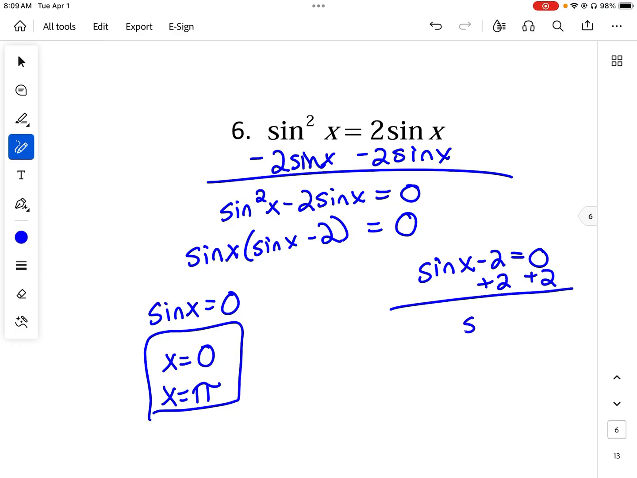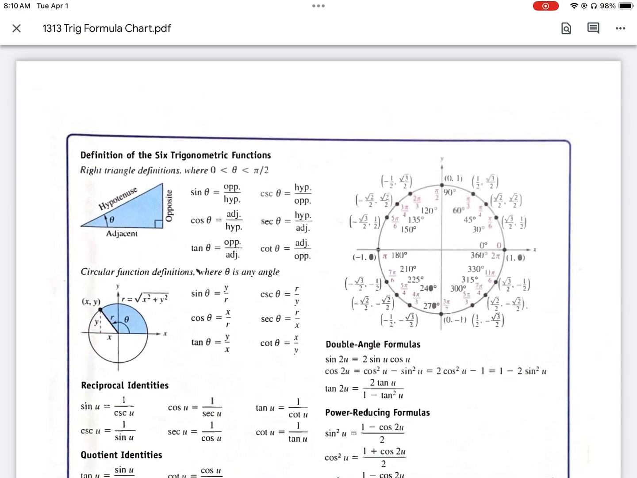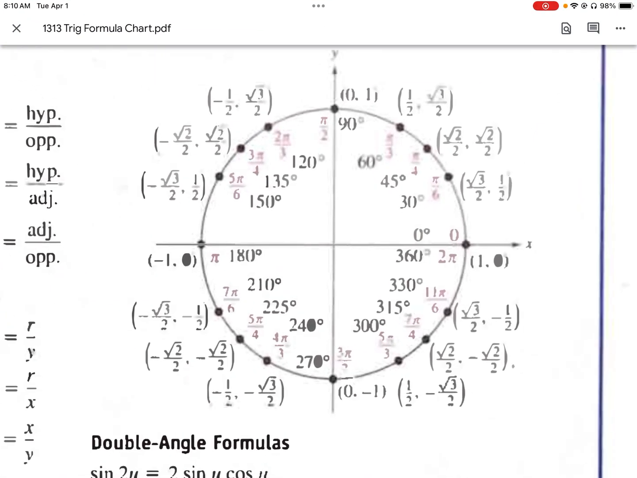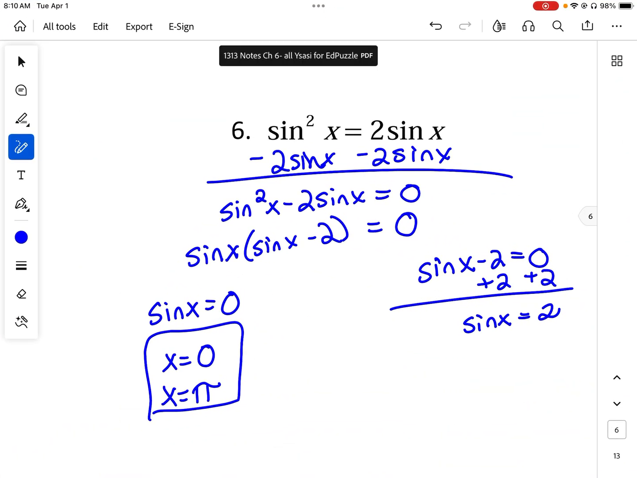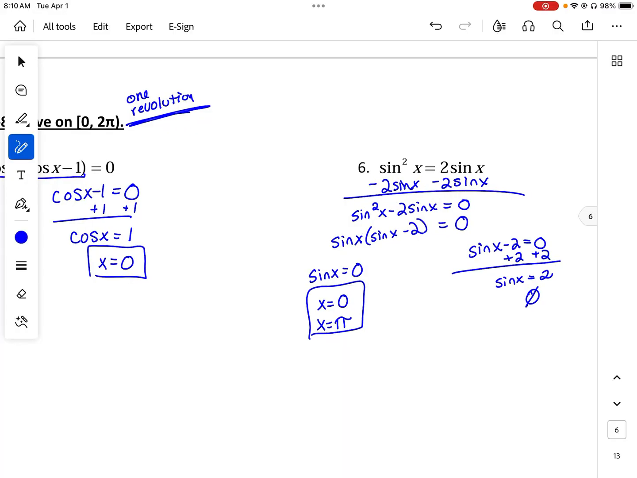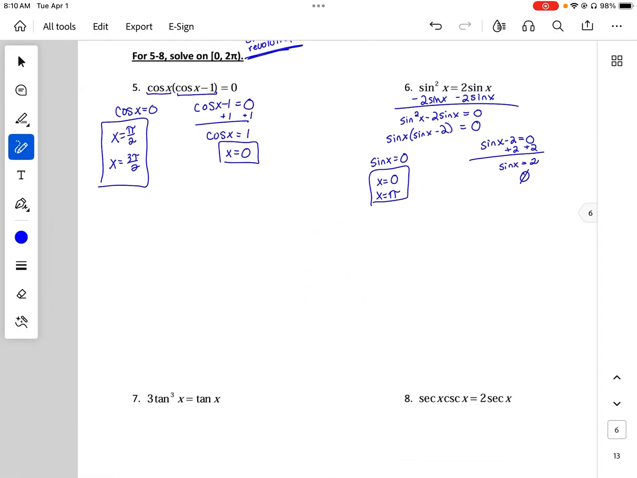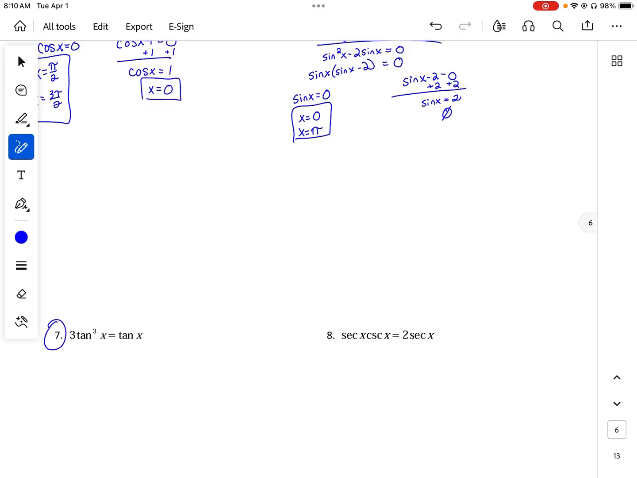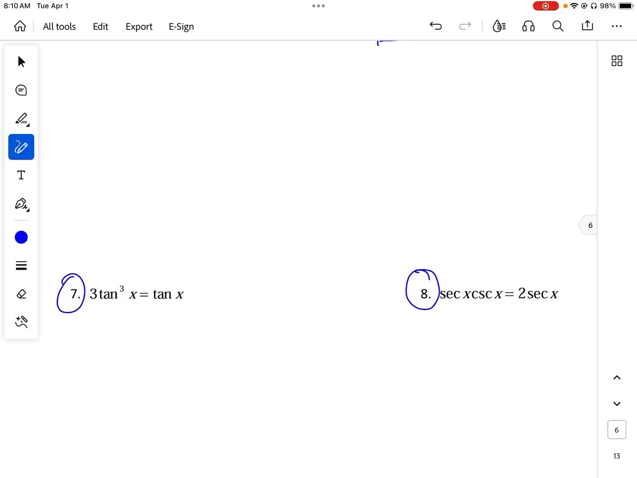Okay, the next one, we've got to solve it. So sine x equals 2. Okay, so sine is y, so when the y value is 2, let's look at our unit circle. Is the y value ever 2? The most it is 1. So this is no solution on this side. So we just have two solutions. Okay, we are going to look at these two in class. I want you to go ahead and solve them on your own.